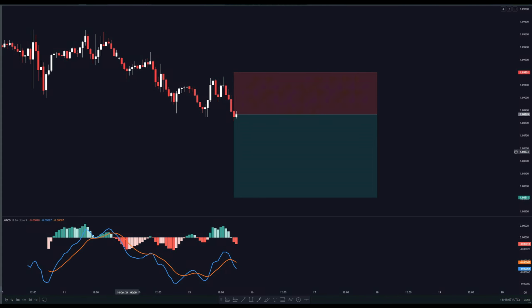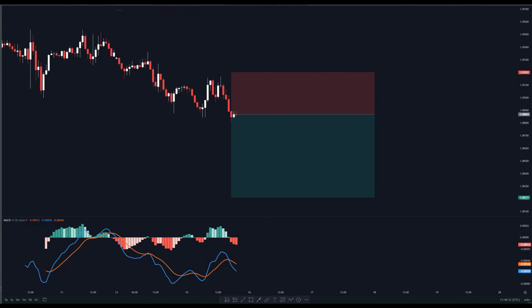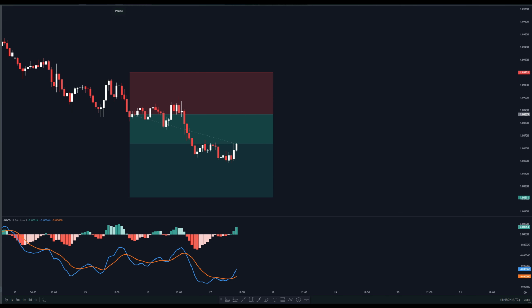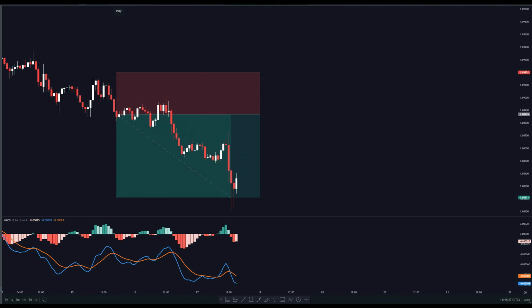Stop loss will be a couple of pips above this recent lower high. And for take profit, you can target the nearest key level, or just a 1:2 risk and reward ratio. And look, after price action and MACD confirmation, we have a winning trade.